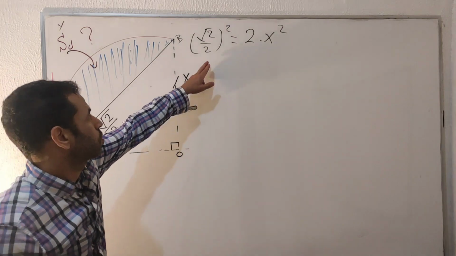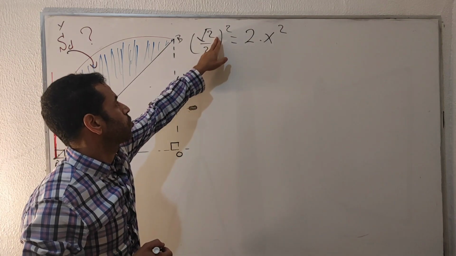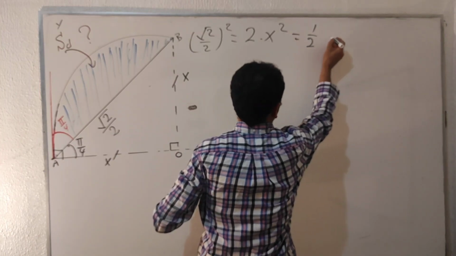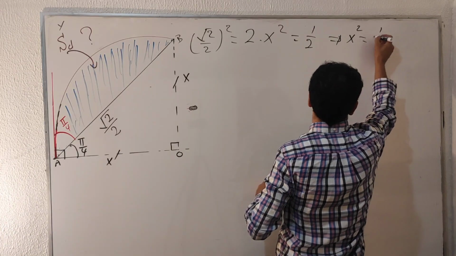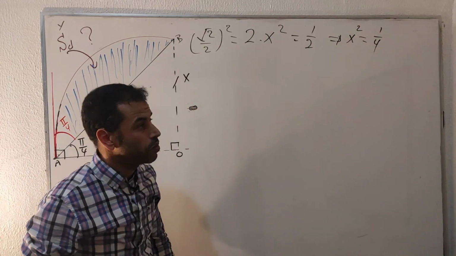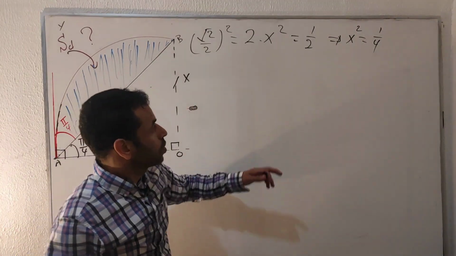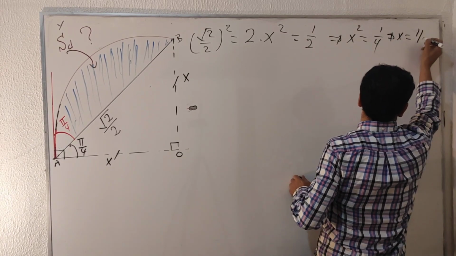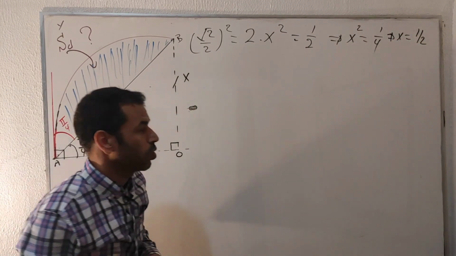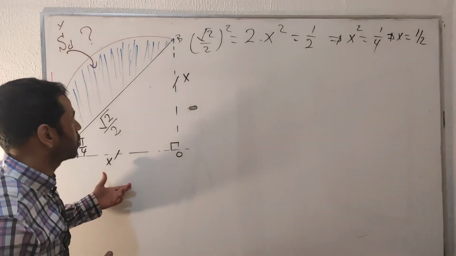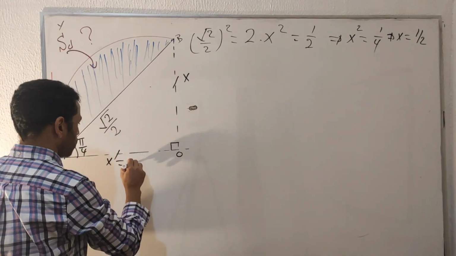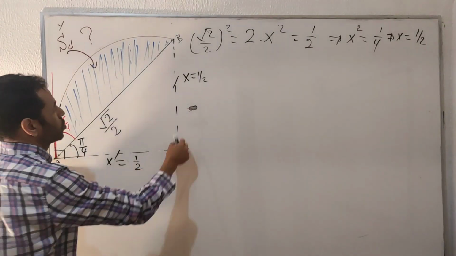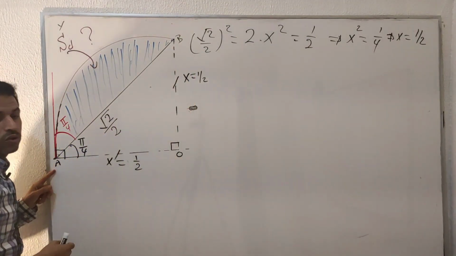This one is given as 2 over 4, which is half. x squared equals 1 over 4 by dividing both sides by 2. Then taking the square root, I get x equals half. We take only the positive number because this is a distance. So this distance equals half, and since this distance equals this distance, half is the radius of this circle.